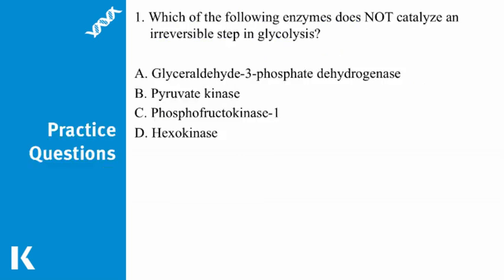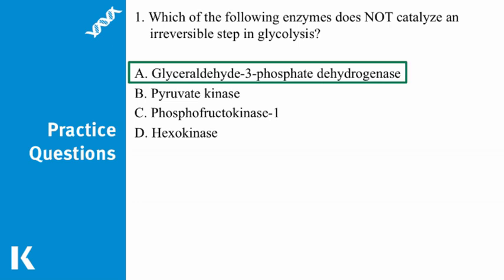Now let's apply what you've learned on some sample questions. This first one is testing your knowledge of the reversible and irreversible steps in glycolysis. The answer should be A. It might be simpler to prepare for all questions like this one by just committing the irreversible steps of glycolysis to memory and then eliminating wrong answers.